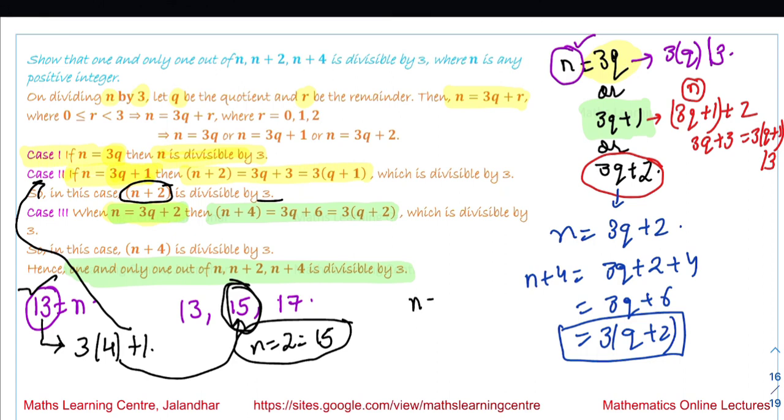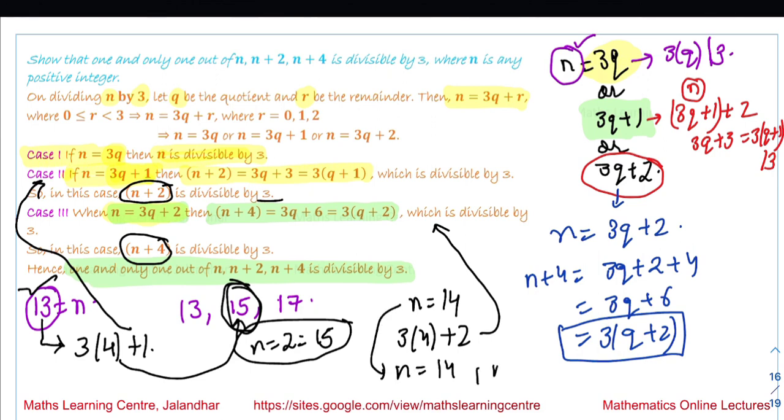Suppose I am talking about n equal to 14. So n equal to 14 means I am talking about the form 3 into 4 plus 2. This is the third case. It means n plus 4 is divisible by 3. So n plus 4, with n equal to 14, means 18, which is divisible by 3.